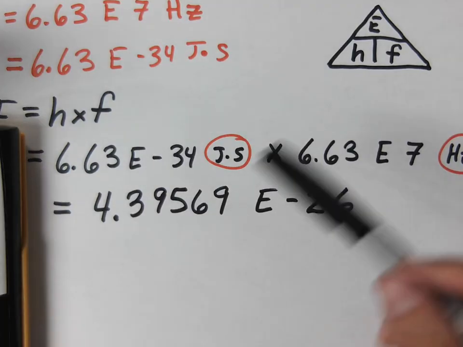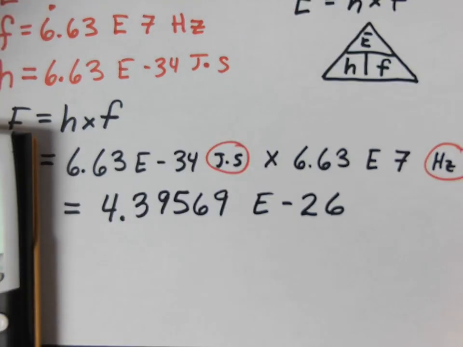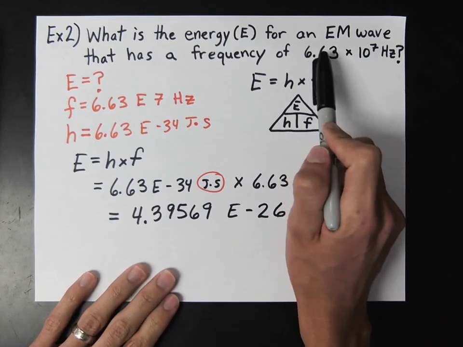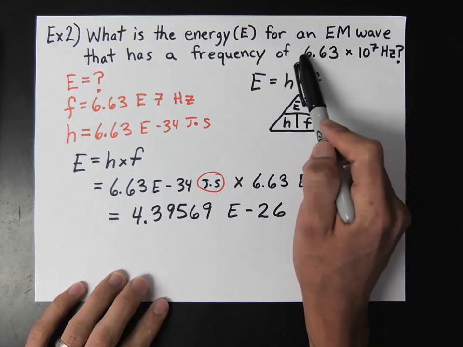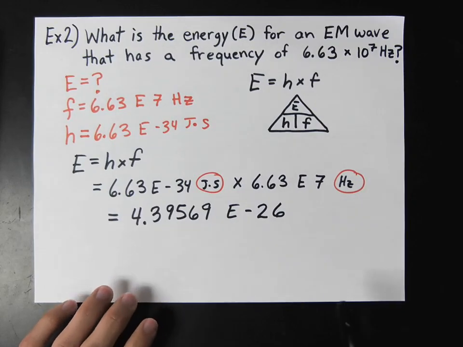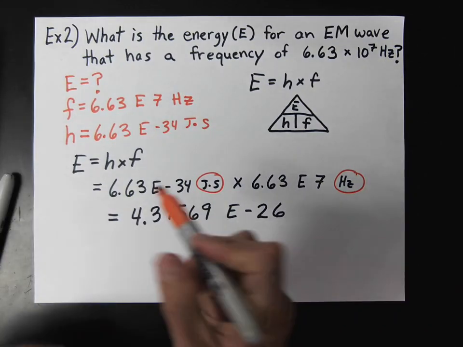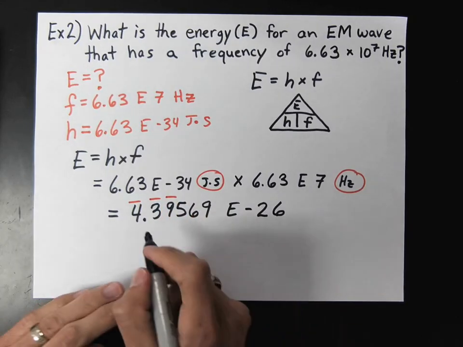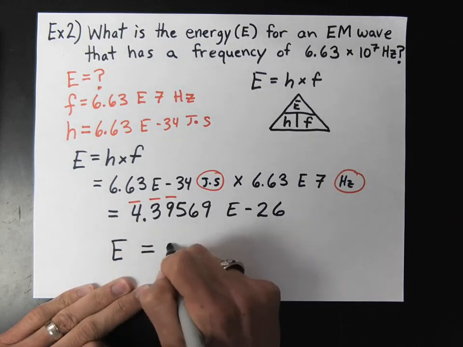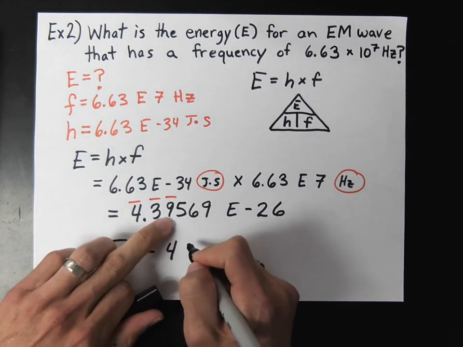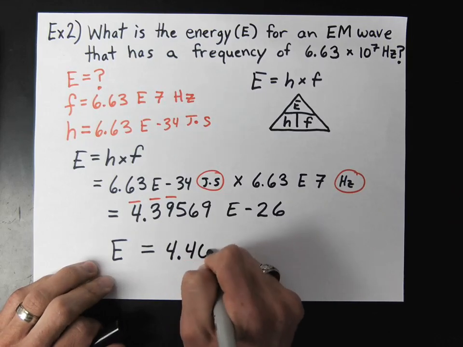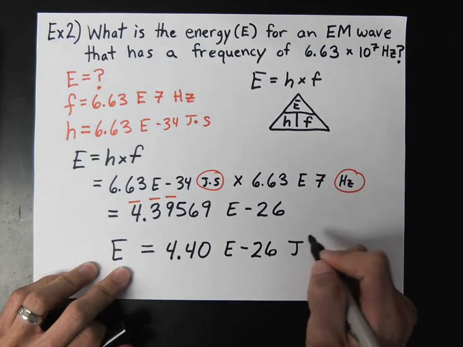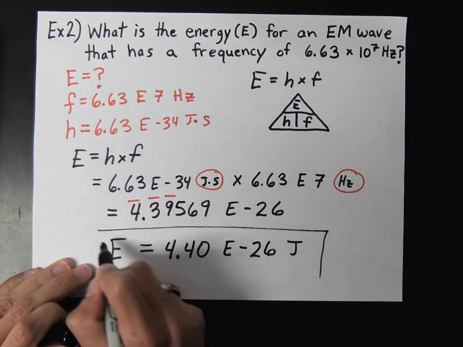Let's go back to our values. We were given 3 numbers from the problem. 6.63, they're all non-zero numbers, so they're all significant. Alright, so we need three significant figures. So our answer is going to be energy is equal to 4.40 E negative 26, since this rounds up. The unit for energy is joules. So that's our answer.